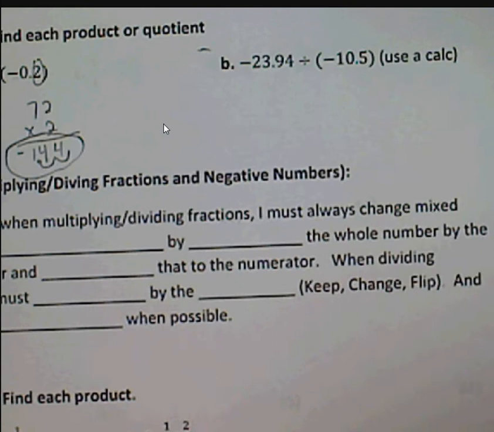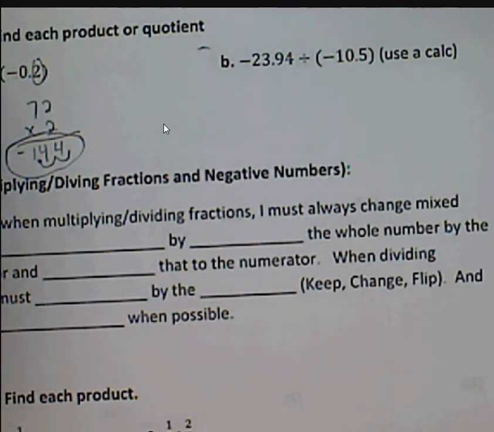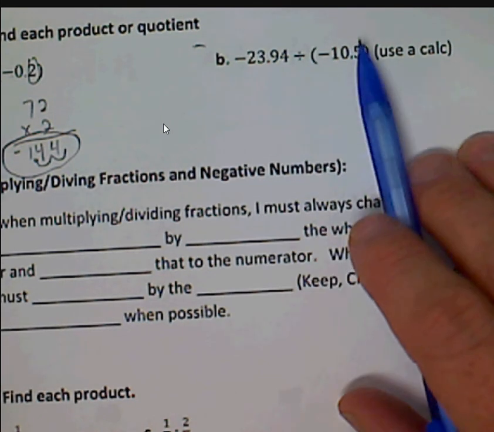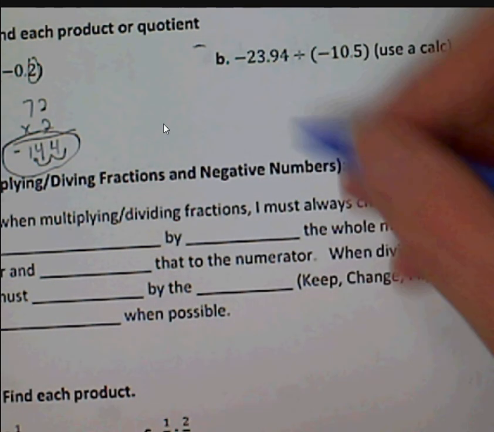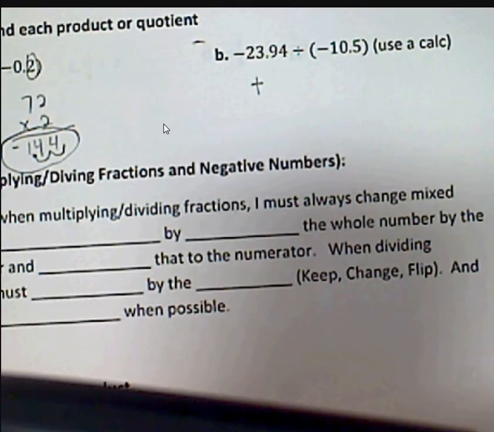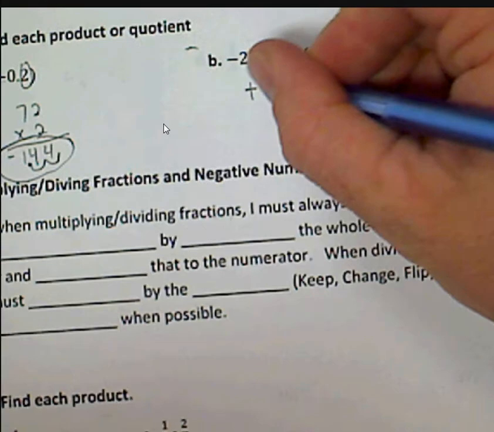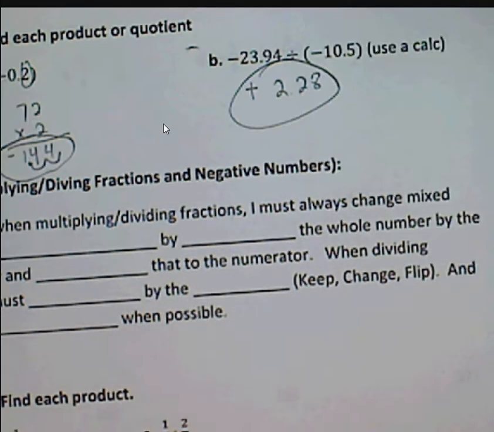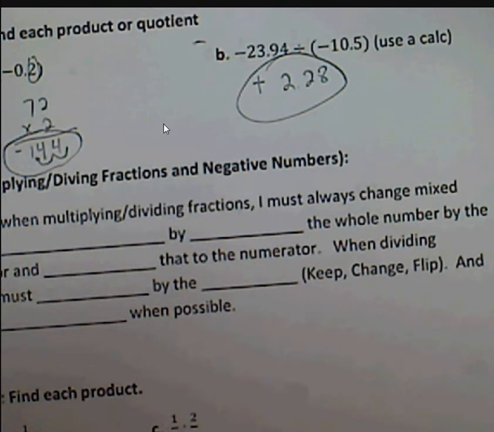Letter B. I have 2 large numbers which I need to divide. The first thing I want you to understand is, is it positive or negative? I have 2 negative signs, 2 is even, so my answer needs to be positive. Then I will allow you to use a calculator for something like this. 23.94 divided by 10.5, we get 2.28. And that's exactly what they got in the book. So I'm not going to worry about dividing large decimal numbers.